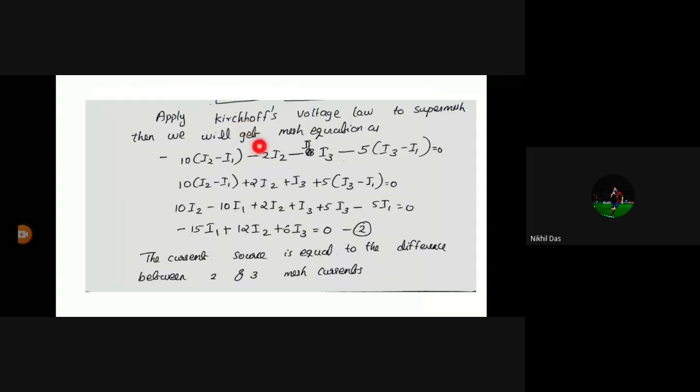So you can write the Kirchhoff's voltage law for the super mesh like this. I am writing the equation like this, and the final equation is this one: minus 15I1 plus 12I2 plus 6I3 equal to 0. You should do the problem in your way, and the final equation will be this one. You can verify whether you are getting the super mesh equation like this or not.